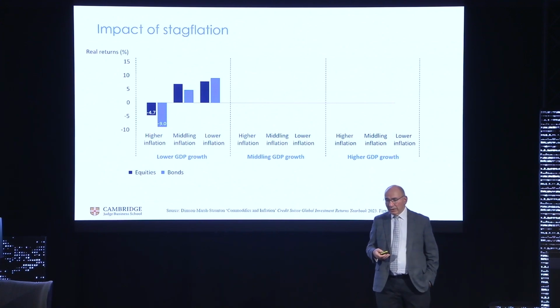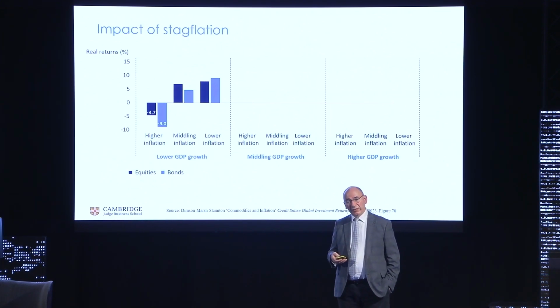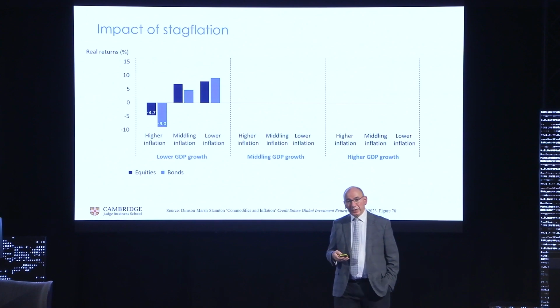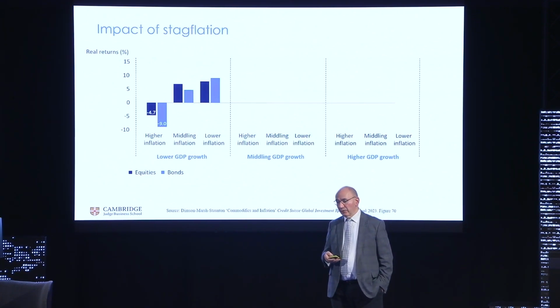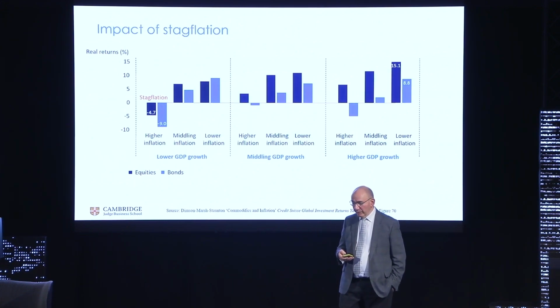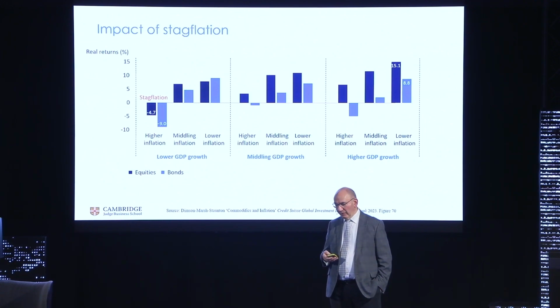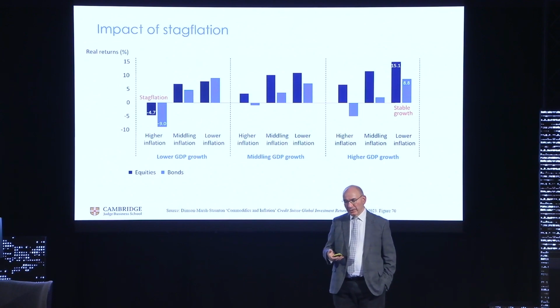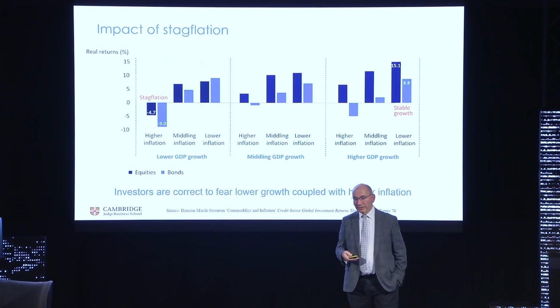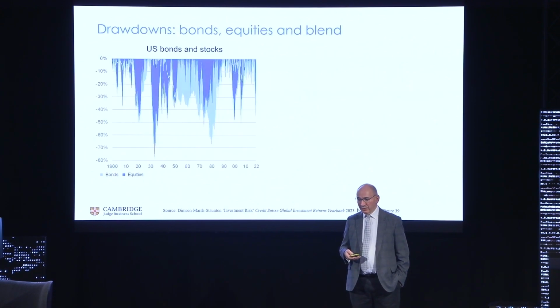So let me talk a little bit about stagflation and the impact of inflation and economic growth. We've looked at all of our data. We have several thousand different years and country combinations. We've broken them down into the countries that had the lowest GDP growth, the third of countries with middling growth, and the third with the highest growth. And then we've looked within those at the countries with the highest inflation, middling inflation, or low inflation. Stagflation is where inflation is high and economic growth is low. There's a middling group, and the high group is where there's high economic growth and low inflation. And you can see from those bars that the equities, which are the navy blue bars, have performed particularly well in those conditions. So investors are right to worry about growth being poor and inflation being high.